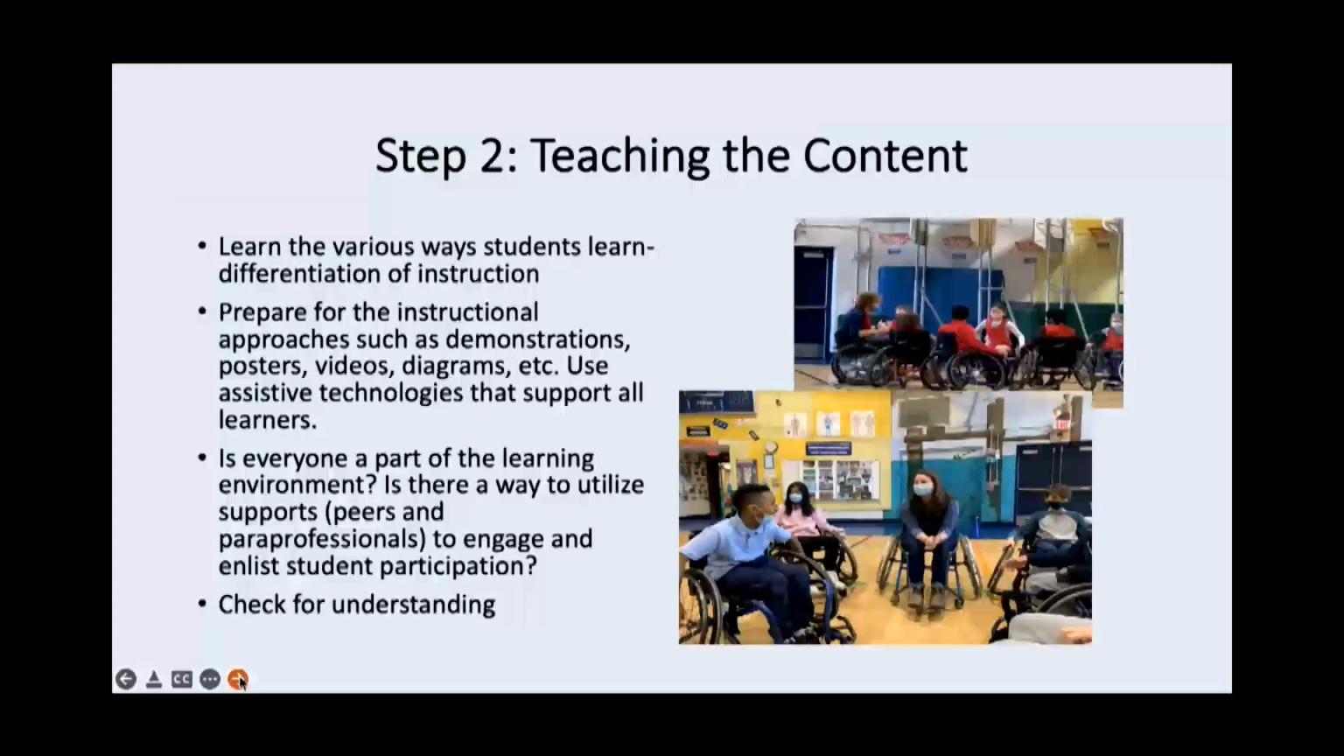So again, representation, that second component of UDL, is all about delivering the content. And particularly, as we go back to COVID, what we're seeing is some kids have really lost some of what they may have gained before. So reinforcing those skills in multiple ways is really important. And UDL will allow you to, and at least encourage you to think about how you do that.